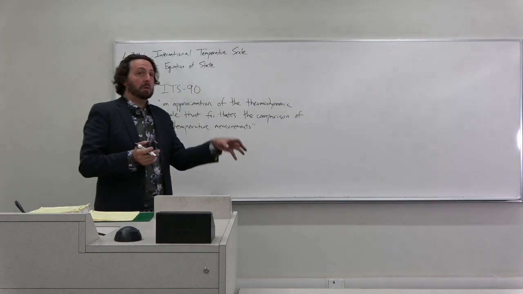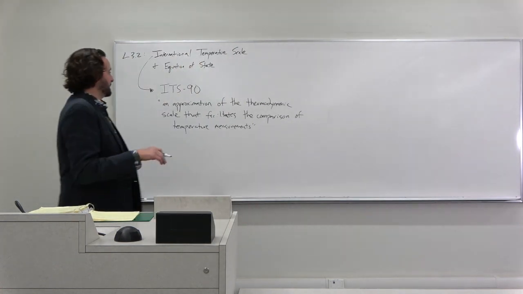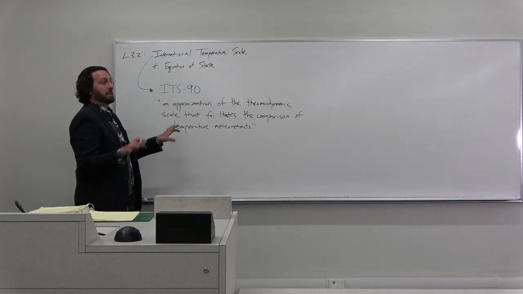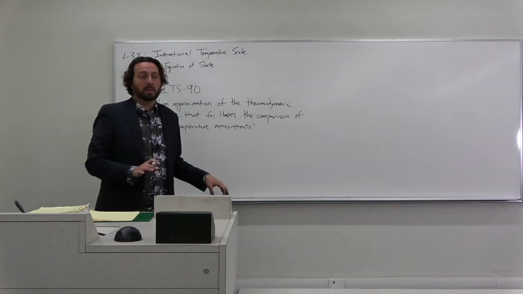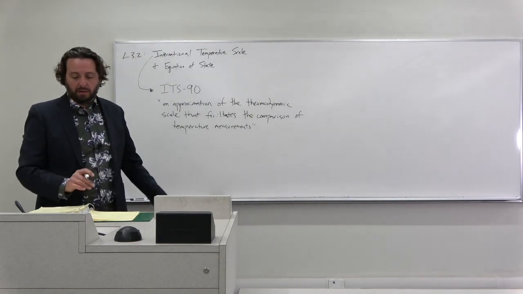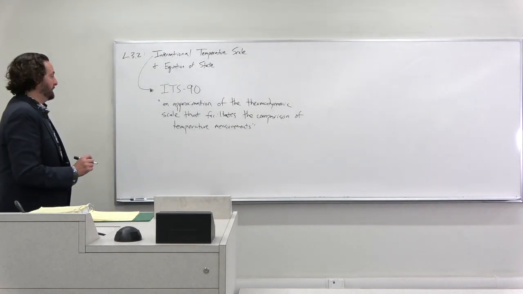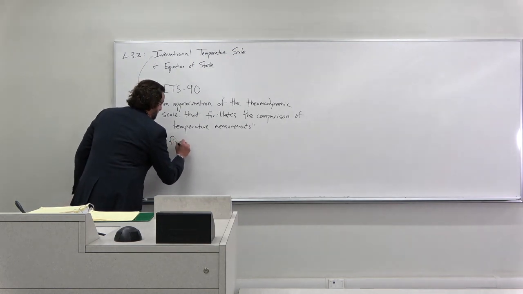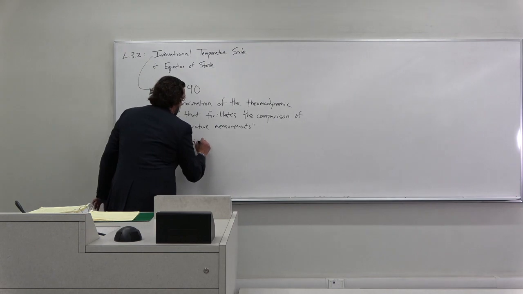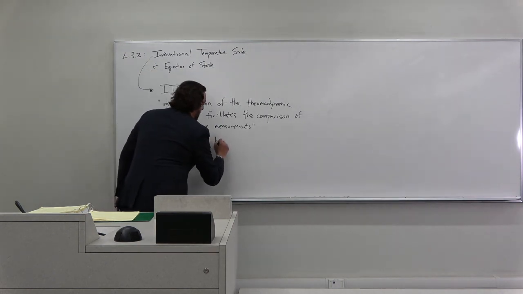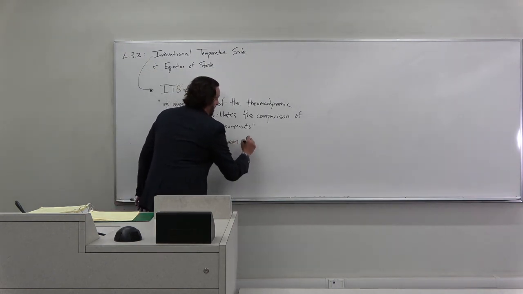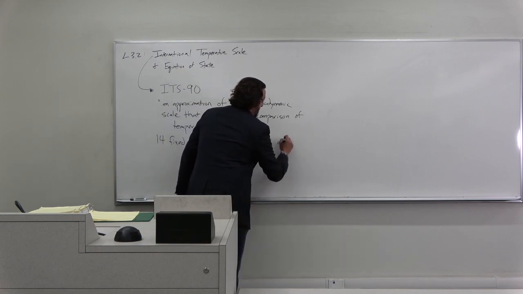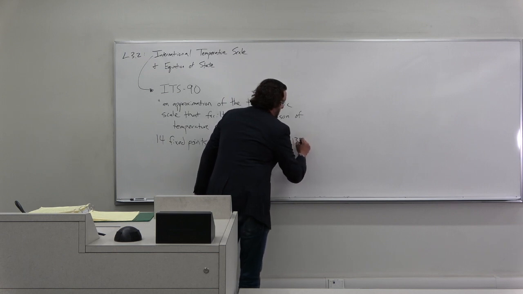So it means it can be reproducible from lab to lab, from situation to situation. It can be controlled, but also has some overlapping ranges, so one thermometer can measure and compare with another in some temperature range. Okay? It consists of 14 fixed points between 0.65 Kelvin and 1,358 Kelvin.